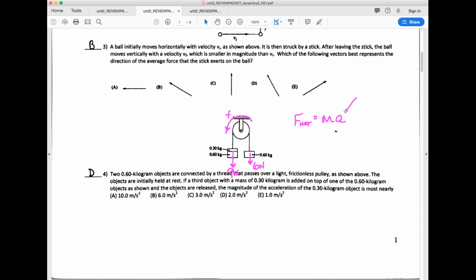I'm trying to find the magnitude of acceleration. That's what the question is asking. It specifically says the 0.3 kilogram object, but they're all accelerating the same. The string's not stretching, so they all have to have the same acceleration. The total mass in the system is 1.5 kilograms times a, and the net force in the system is 3. And so 3 divided by 1.5 gives me answer D. Dominic, make sure you're good with that.